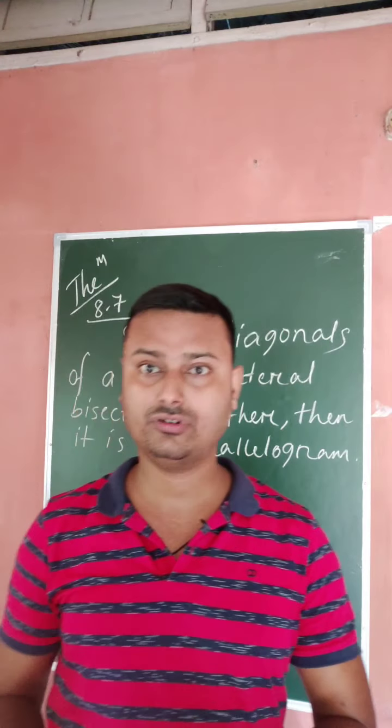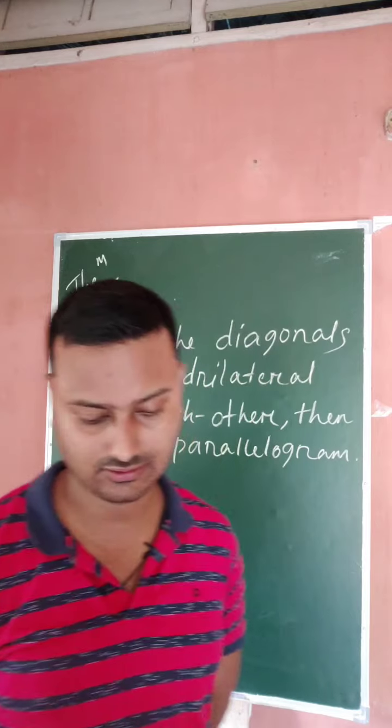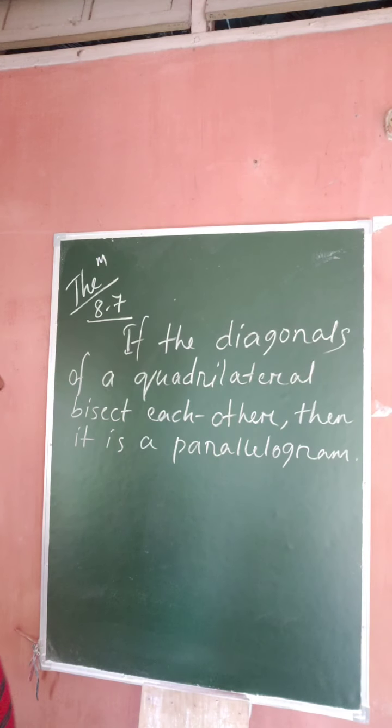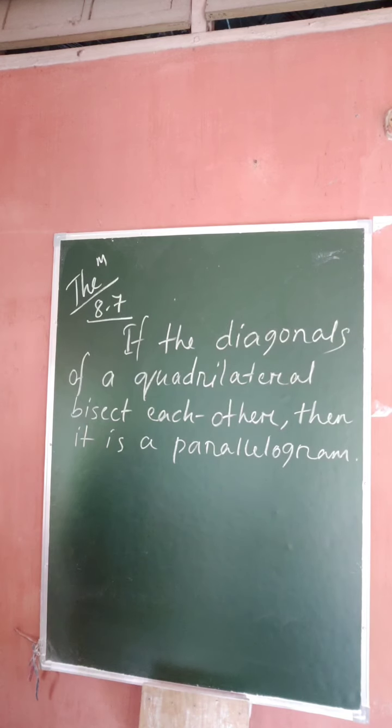So we come to the last theorem, theorem 8.7. Theorem 8.7 is the converse of theorem 8.6. It states that if the diagonals of a quadrilateral bisect each other, then it is a parallelogram.